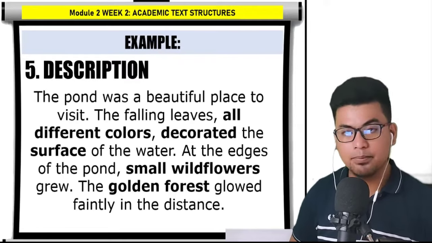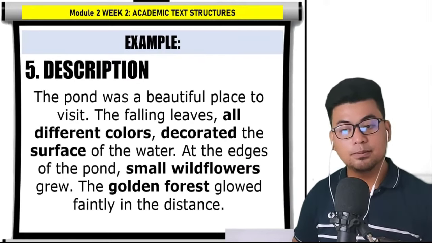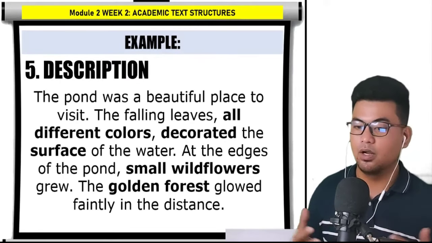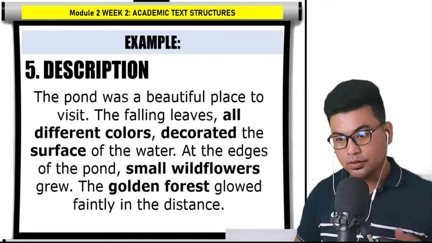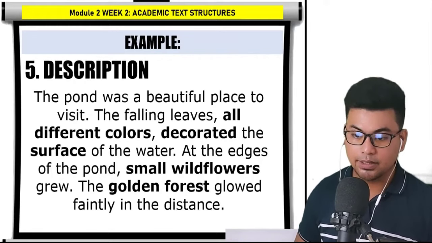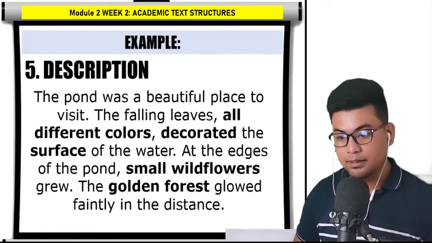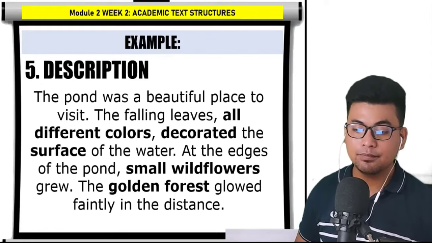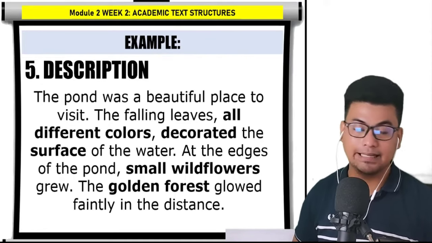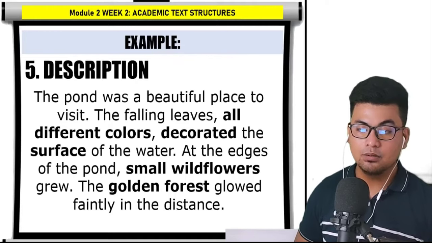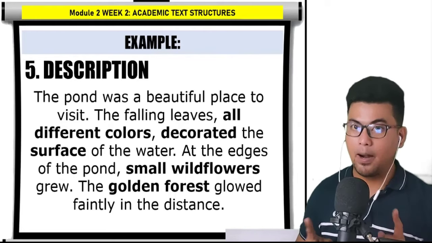Here's an example. The pond was a beautiful place to visit. The falling leaves, all different colors, decorated the surface of the water. At the edges of the pond, small wildflowers grew. The golden forest glowed faintly in the distance. So, here we are talking about the pond.